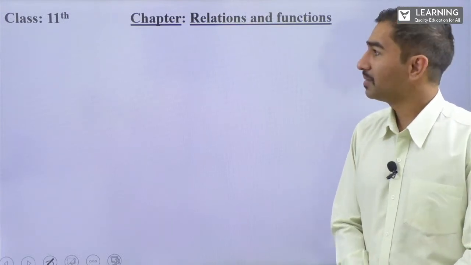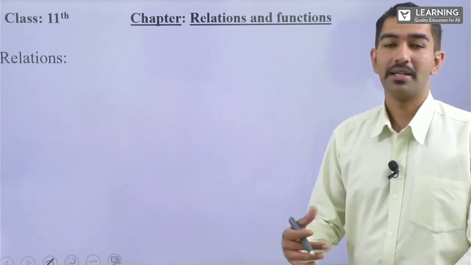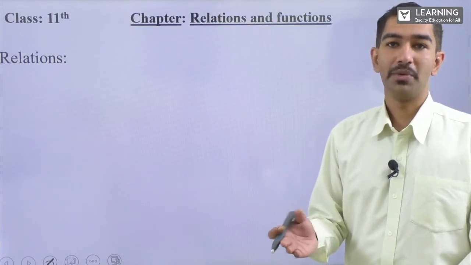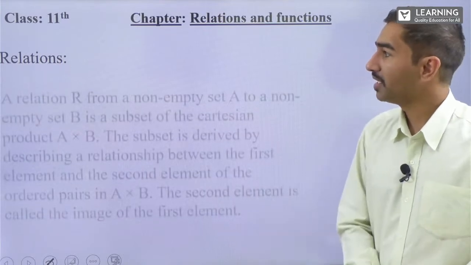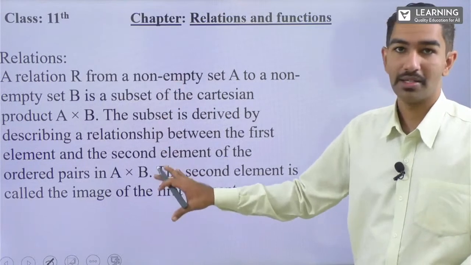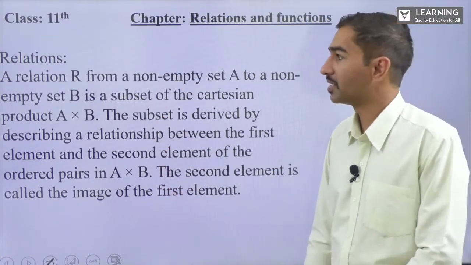Moving on to the next topic after Cartesian product, we have relations. What is the meaning of relations, students? Relations basically means relationships. For example, there is a relationship between you and your mother, you and your father, something like that. We'll be seeing what are relations. We'll see the definition first, then I'll explain it. Just read the definition, students.